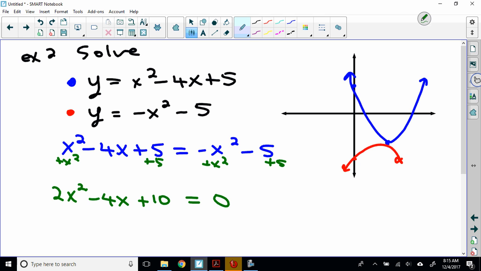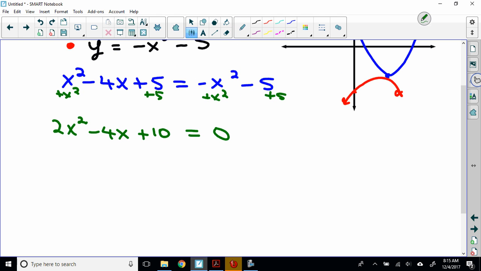Good. Factor a 2 out. 2, 4, and 10 are all even, so we'll factor a 2 out. So that's 2 times x squared minus 2x plus 5, and that equals 0.